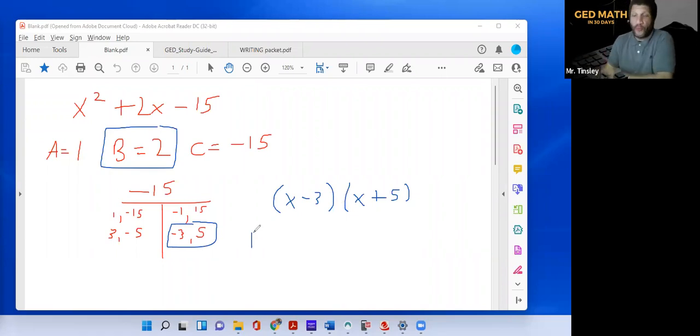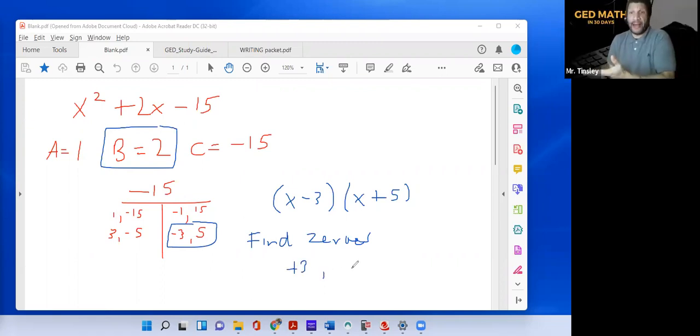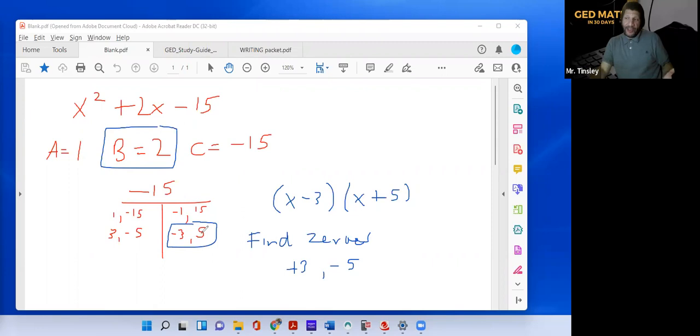Now if we wanted to solve this quadratic equation, if we want to find the zeros, what's the opposite of -3? 3. And this time I wrote the plus. Does it matter? No, it does not. What's the opposite of +5? Negative 5. What you start to notice is when you find your factor pairs, you can easily solve it. Just take the opposites. The opposite of -3 is +3. The opposite of +5 is -5. So these would be the solutions.